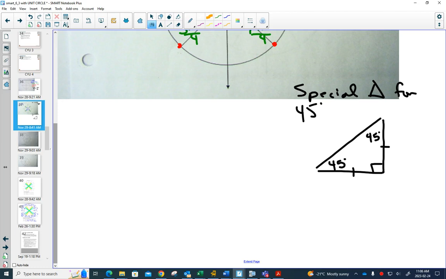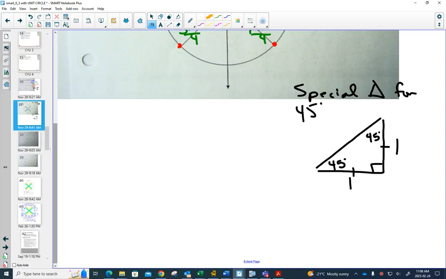So when we're looking at this special triangle, I can pick any number for this side. As soon as I pick a number for this side, I know this other side is going to be the same. I'm going to pick 1. If I pick 1, then I know this side is 1. If I pick 2, then the other side would be 2.